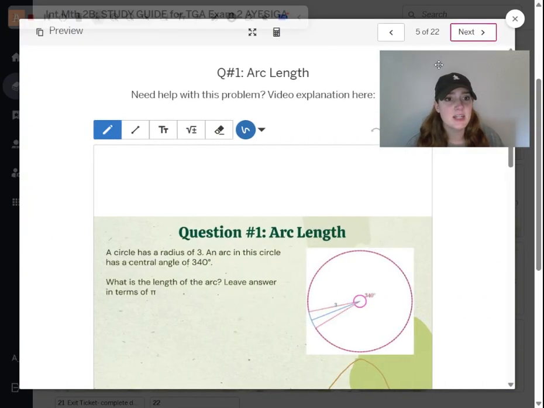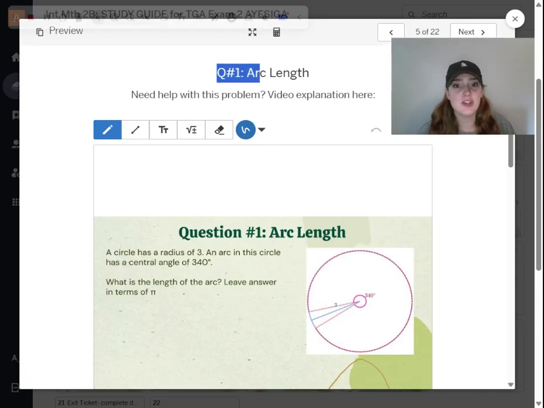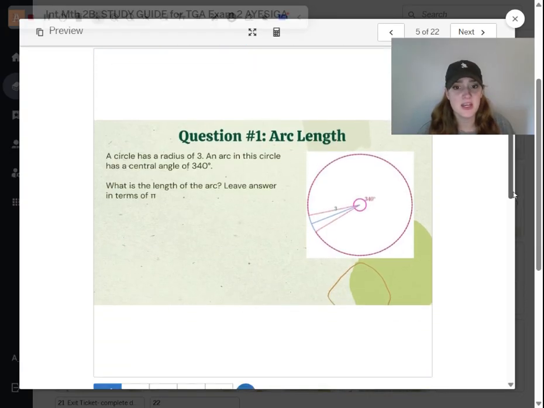Okay. Slide 5. So this is another variation for question 1 that you might see on your exam, which is talking about arc length. A circle has a radius of 3. An arc in this circle has a central angle of 340 degrees. What is the length of the arc? And leave your answers in terms of pi.